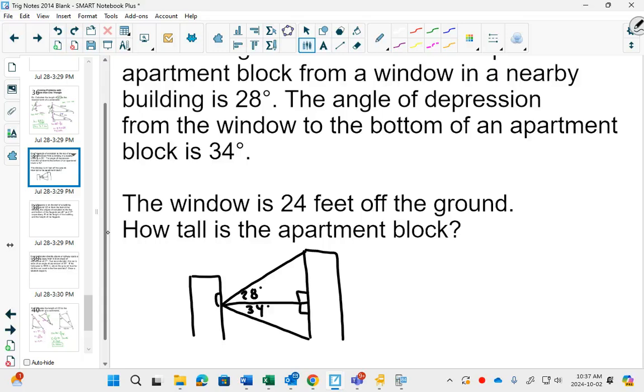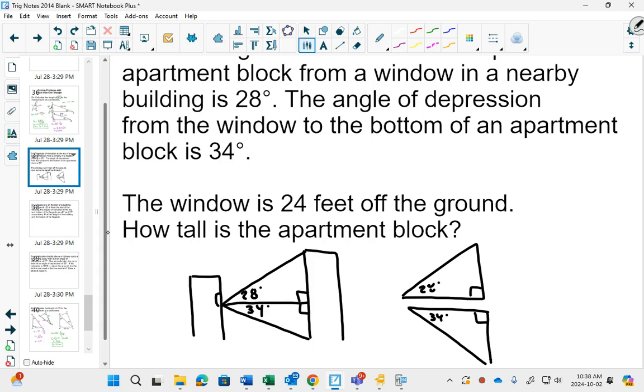These are not leaning towers of Pisa, so we can assume the building is straight up and down. There's our 90-degree angle. Can you see that we have two right-angled triangles? We could draw them separately. I have one triangle here with 28 degrees and a right angle. I have the other triangle here with 34 degrees.